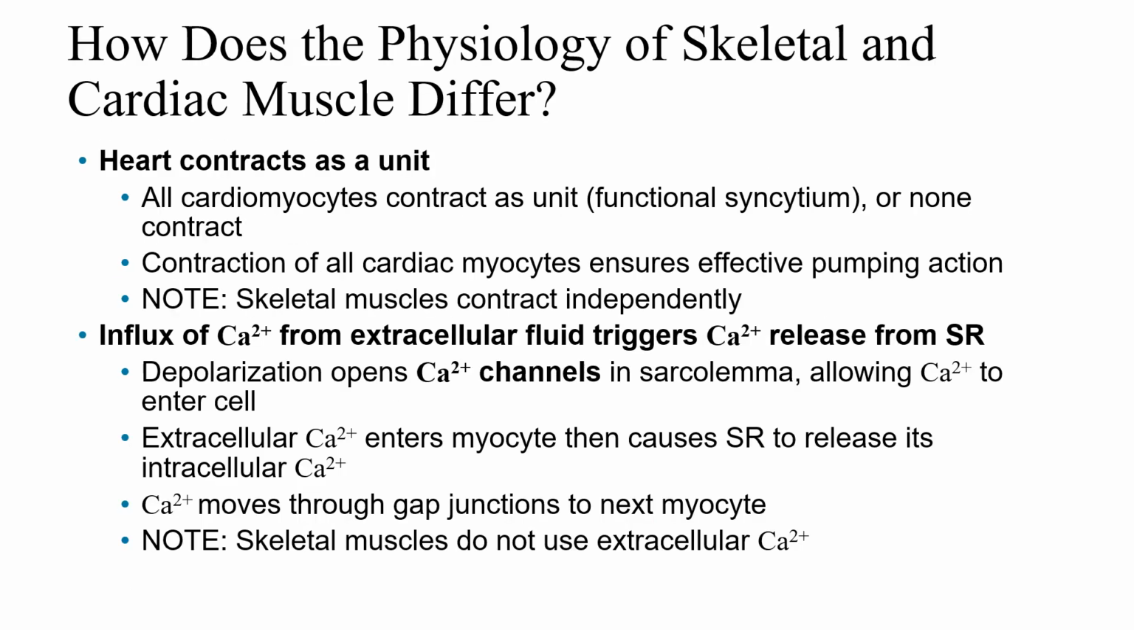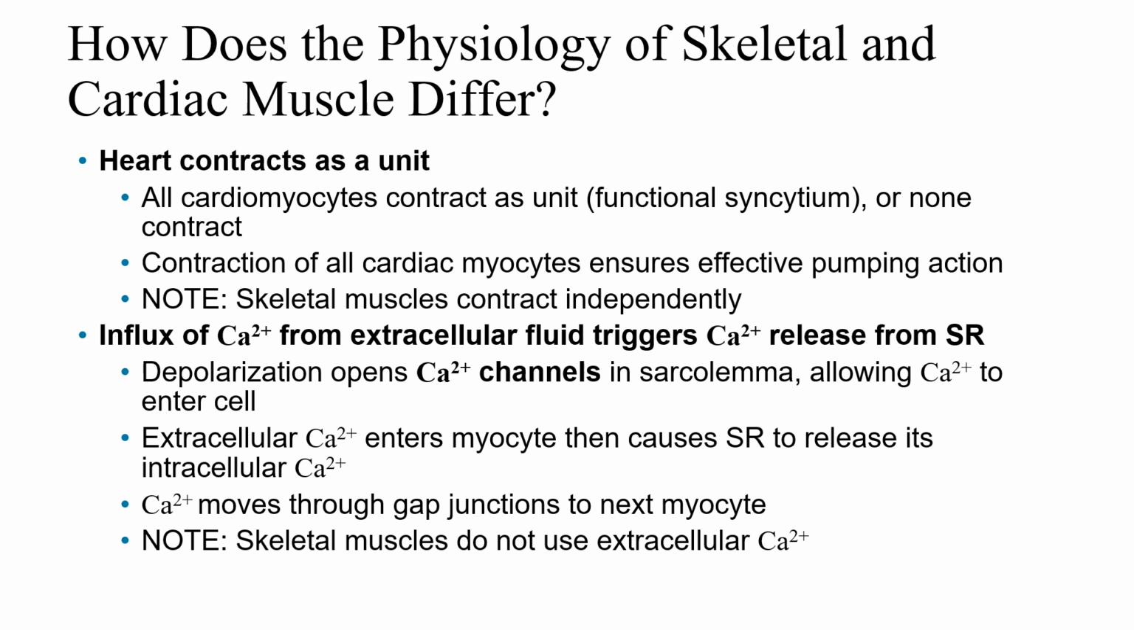So, a comparison here of cardiac and skeletal muscle. Of course, because of the linking of the gap junctions, the cardiomyocytes will actually contract as a unit in a functional sync. And it's kind of an all or none thing as well. This just ensures that there is an effective pump each cycle. Meanwhile, skeletal muscles are contracting independently.